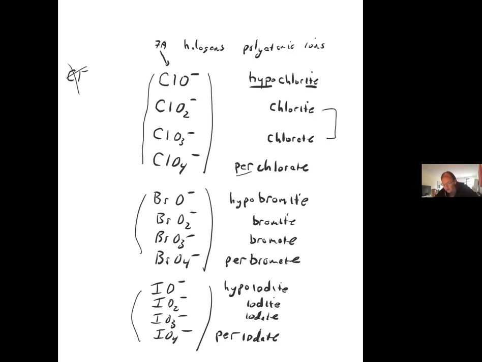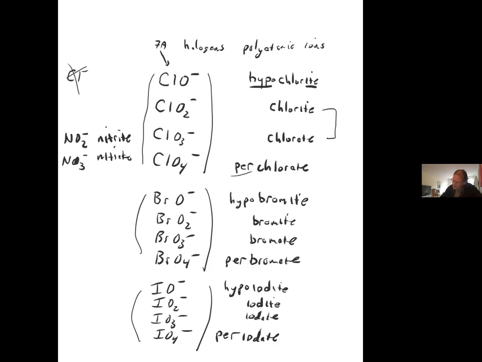So for example, going back to the previous list, this one was nitrite, right? If there's only 2 possibilities, you don't need the per and the hypo. So then it's nitrite, right? NO2 minus is nitrite. Remember, more oxygens is ate, fewer oxygens is ite. And there you go.